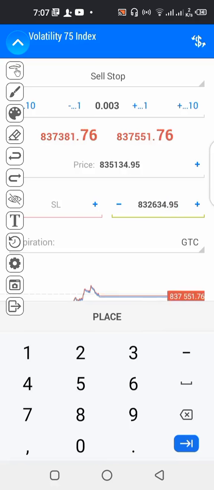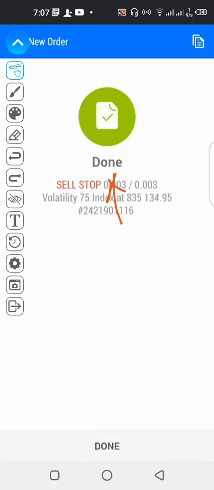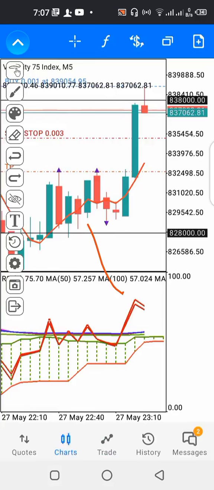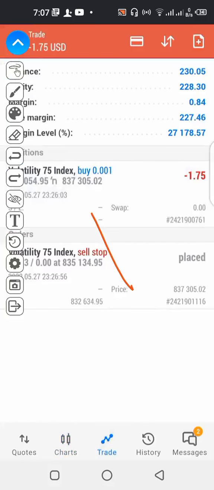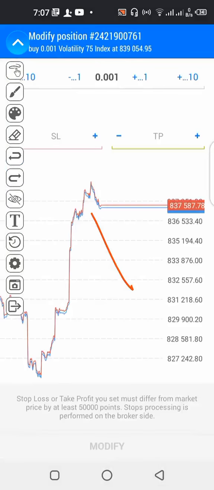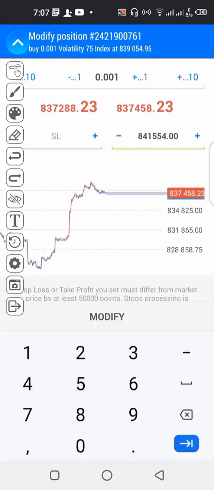So what I'm doing currently is I've just placed a sell stop. Okay, this is my sell stop, and this is a take profit. That's what we are looking at, the take profit for my original buy trade, and that will be 2,500 points above the buying level.